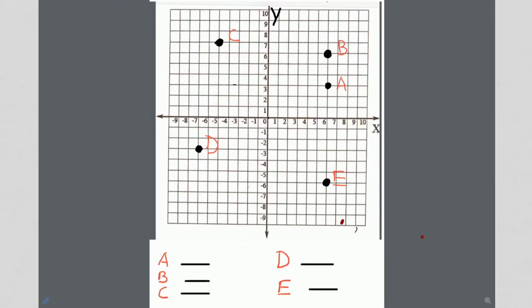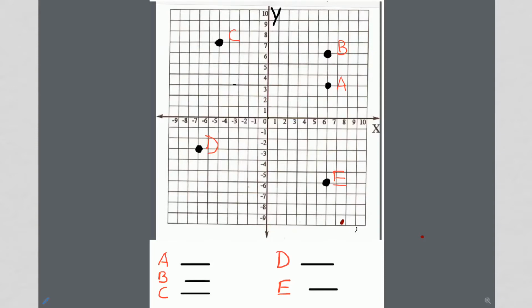For questions 1 and 2, you're going to have to plot, label, and identify ordered pairs on the coordinate plane. The best way to do this is just to do it systematically. We have A through E, so we always want to start at 0, 0, or the origin, right? And remember, X is side to side, and Y is up and down.